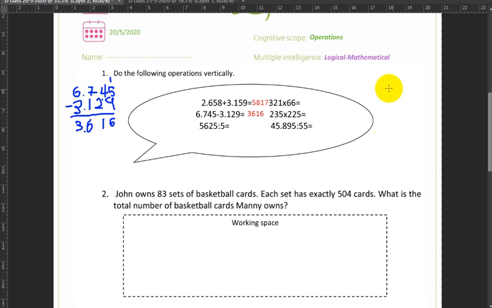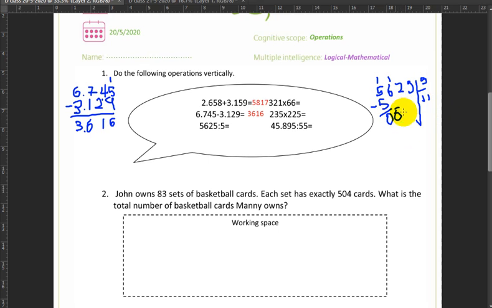Next we have a division. 5,625 divided by 5. 5 goes into 5 once. 1 times 5 makes 5. 5 minus 5 makes 0. 5 goes into 6 once. Carry down the 6 next to the 0.